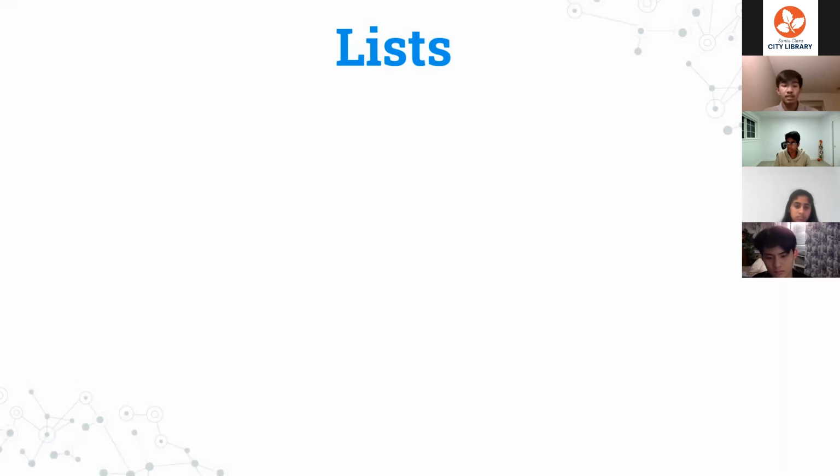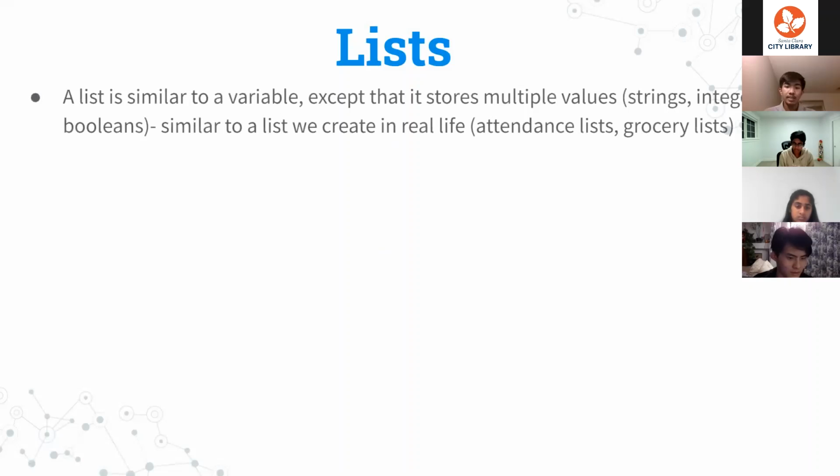All right, now let's talk about lists. A list is similar to a variable except that it stores multiple values, for example, the data types we talked about earlier, such as strings, integers, and booleans. These lists are very similar to the lists we make in real life, for example, a grocery list.